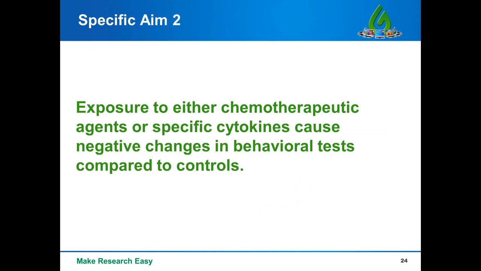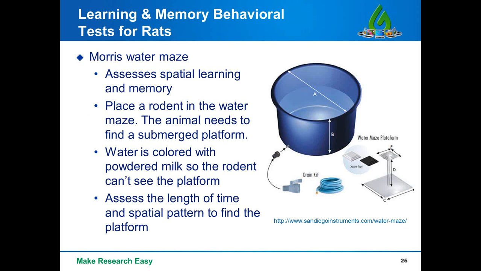Let's move on to specific aim number 2, which is that exposure to either chemotherapeutic agents or specific cytokines cause negative changes in the behavioral tests compared to controls. In this case, we need to have a learning and memory task that is meant for rats. And the most commonly used memory task for rats is the Morris water maze.